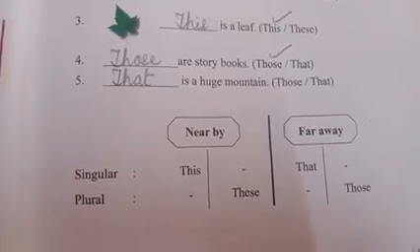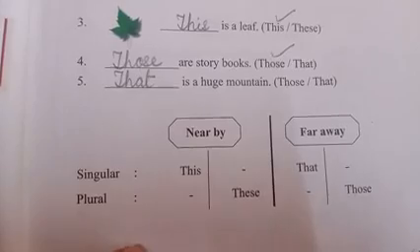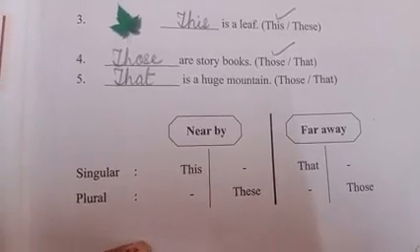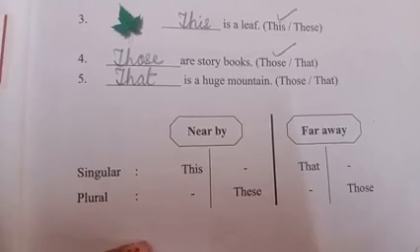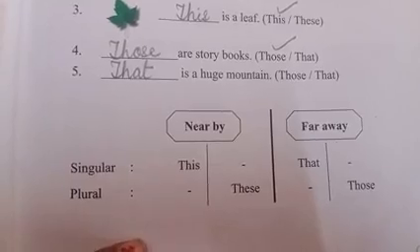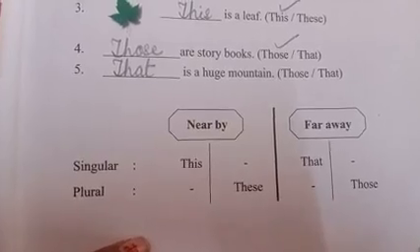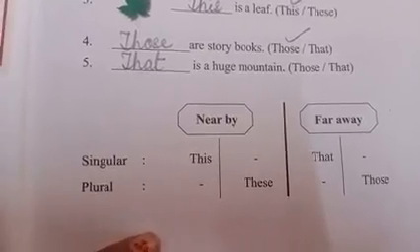So, for nearby things, if it is in singular form, we use this. And the things which are nearby, and if it is in plural, we use these. For faraway things, if it is in singular form, we use that. For faraway things in plural form, we use those. Okay. Now see the next pronoun.